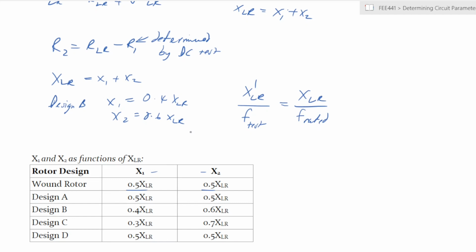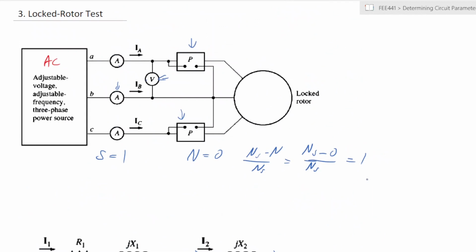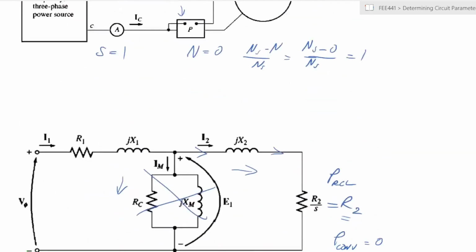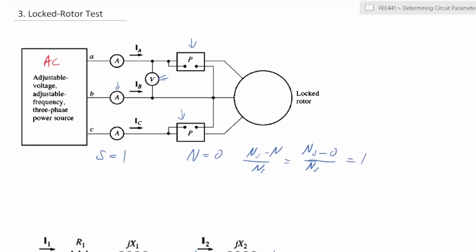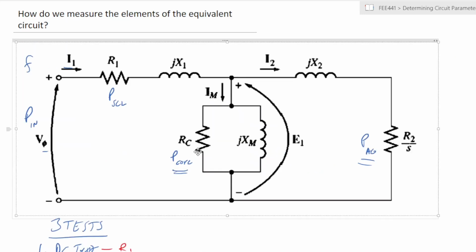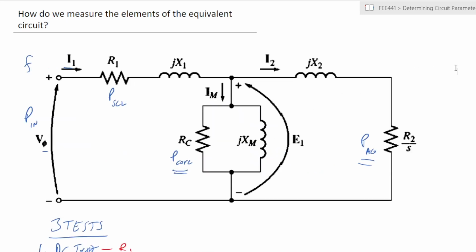And that's an important characteristic to remember, such that your rated XLR is equal to your rated frequency over test frequency times your test XLR. Okay. So by using all of these various tests that we have done, we are then able to calculate the values of the various parameters that we had indicated within our equivalent circuit. Okay. So to put this all together, let's look at an example.